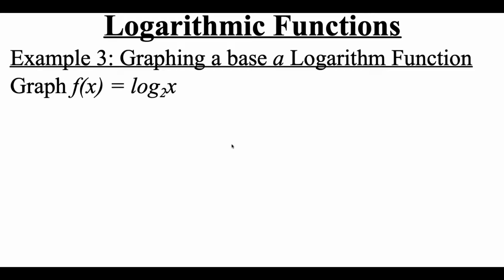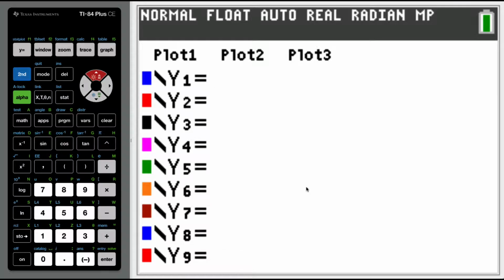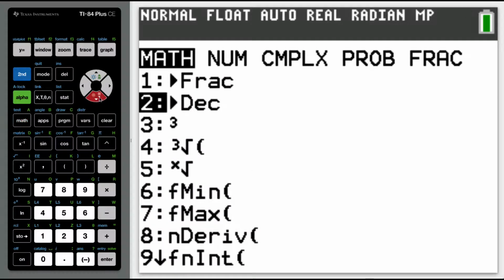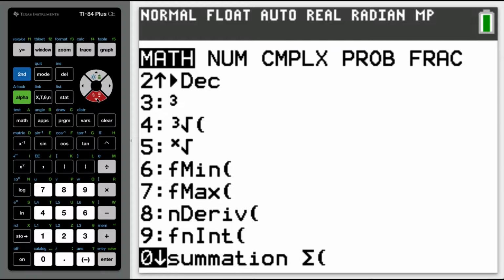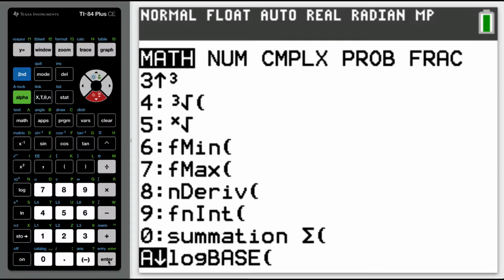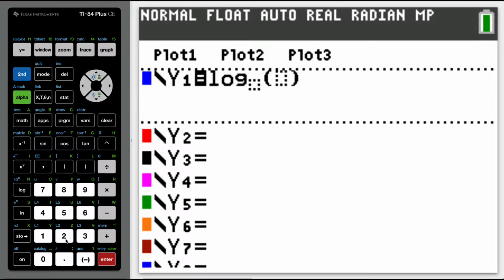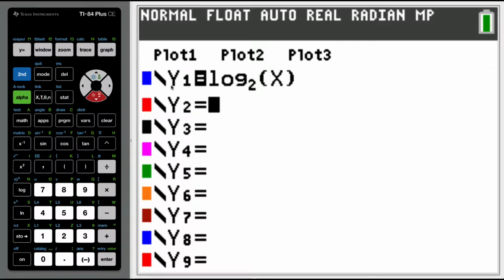So in this example, we're going to use those change of base formulas to graph out the function f of x equals log base 2 of x. And I'm going to graph these out on my calculator. Now my calculator will actually let me type in different bases. So what I can do here is if I hit math and then arrow down until I get to log base, we're going to be graphing out log base 2 of x. Now I'm going to show you that all three of these give you the exact same picture.